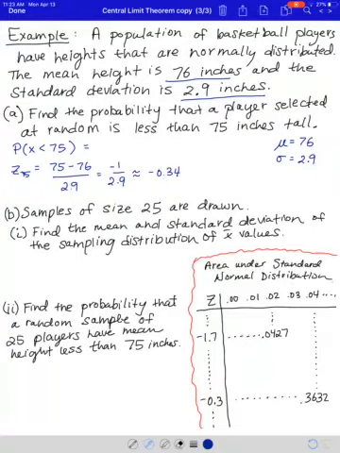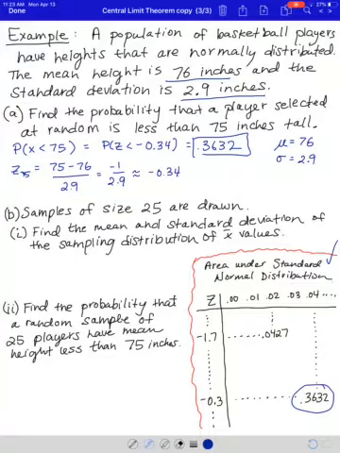And so that means that the probability that x is less than 75 is equivalent to the probability that z is less than negative 0.34. And then we can look at our standard normal table, which I put a little excerpt of down here, and we can see that the probability that z is less than negative 0.34, that's this guy here, 0.3632.